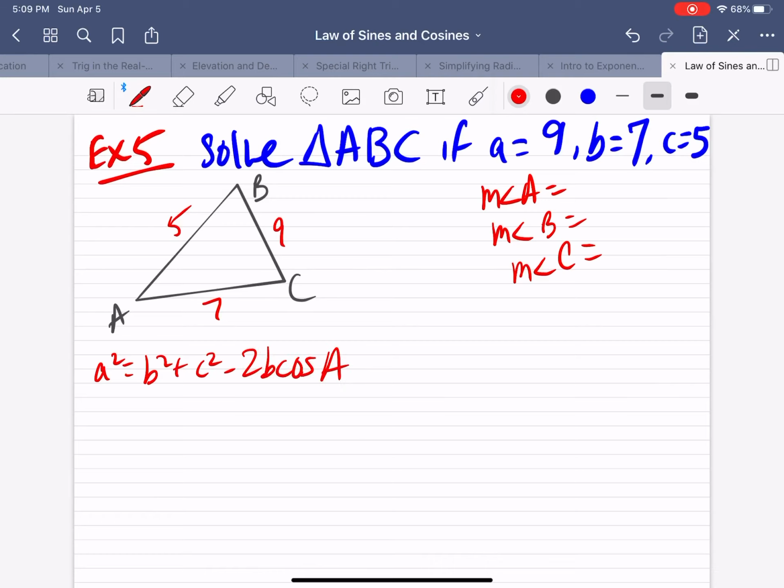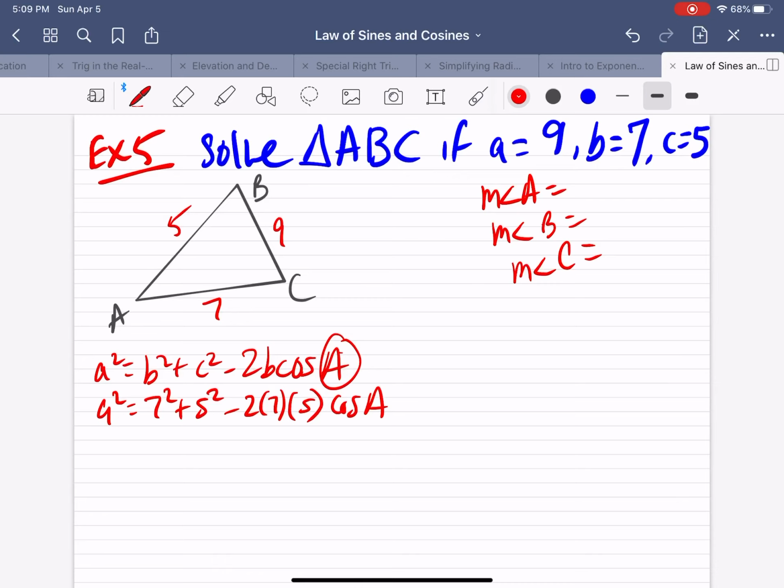So I'm going to use the following formula from Law of Cosines to help me solve for the measure of angle A. So everything should be plugged in except this, so let's go ahead and start. Side a is 9, side b is 7, side c is 5. Okay, so we're using Law of Cosines to solve for the measure of angle A. So this problem's a little bit different.